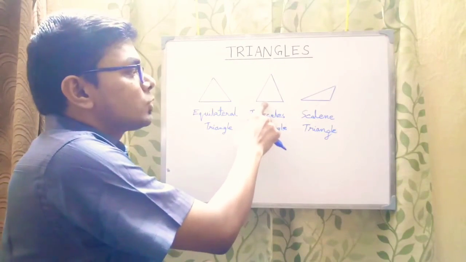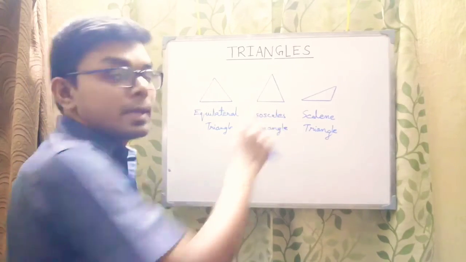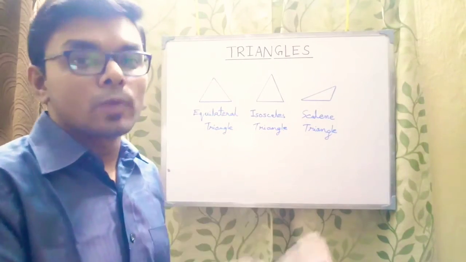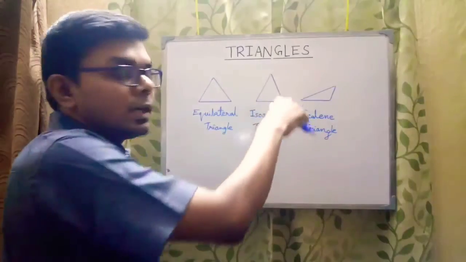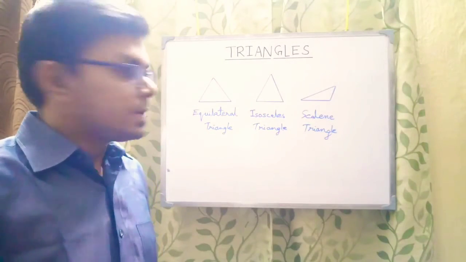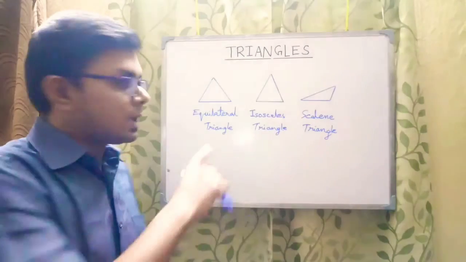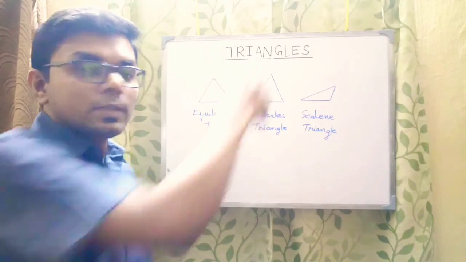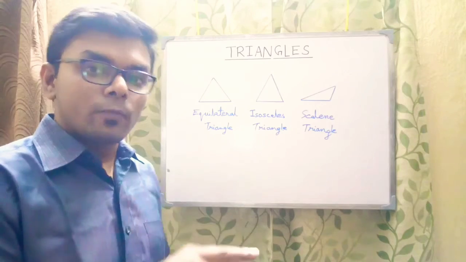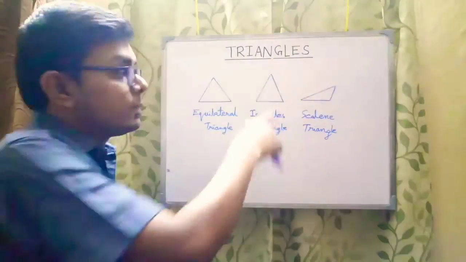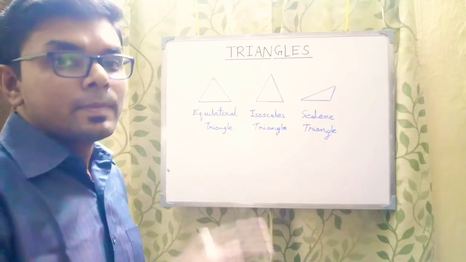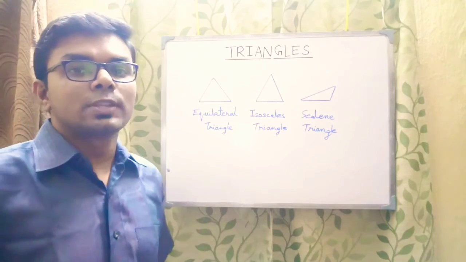Now in an isosceles triangle, the third side may be equal, may not be equal. If the third side is unequal to each of the equal two sides, then obviously this is an isosceles triangle. Even if it is equal to the two sides, that is, even if it is an equilateral triangle, then also it is an isosceles triangle.